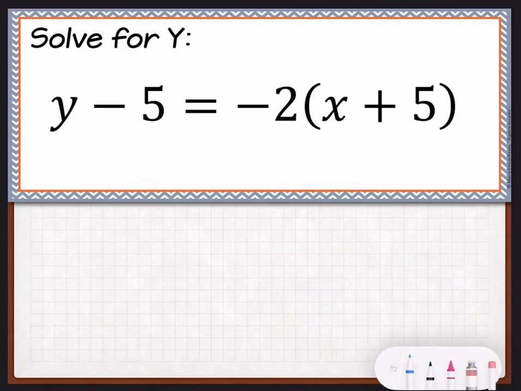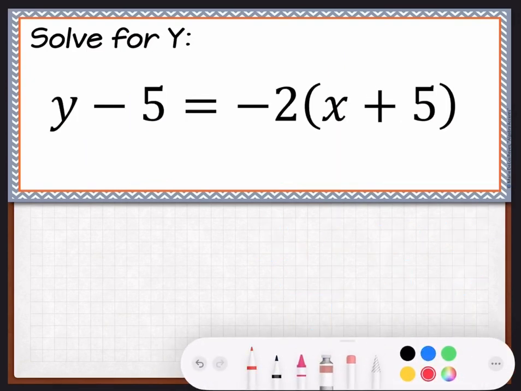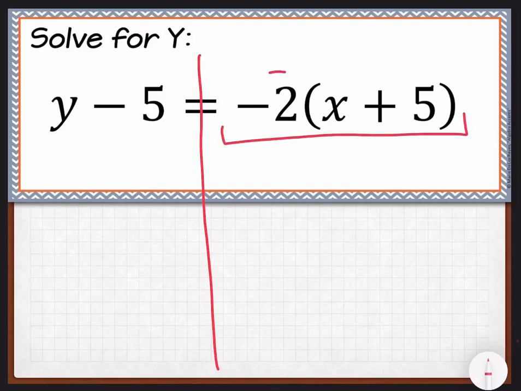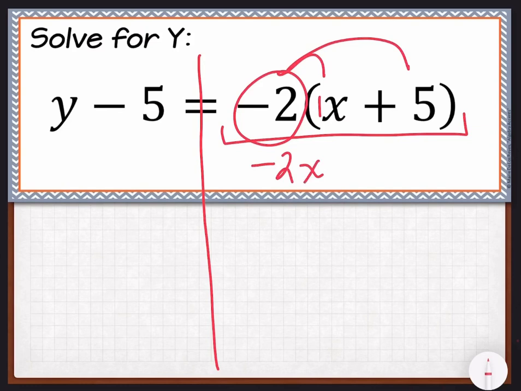Okay, in this example, it's set up a little bit differently. If you take a look at the equation, you'll notice that on the right side of the equation, you have parentheses, and next to the y on the left side, you have a constant. Remember that anytime we have parentheses, we want to simplify that by distributing. So we're going to distribute the negative 2. So negative 2 times 1x is negative 2x. Negative 2 times positive 5 is negative 10.